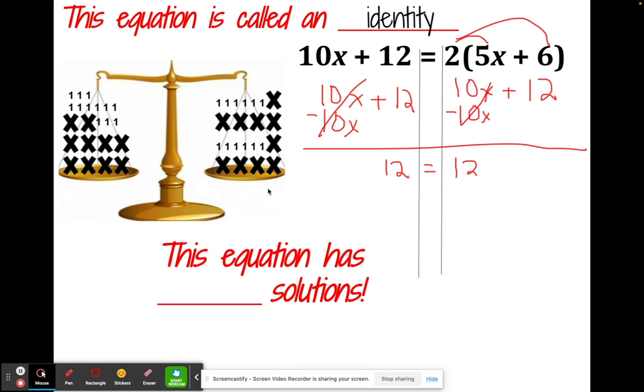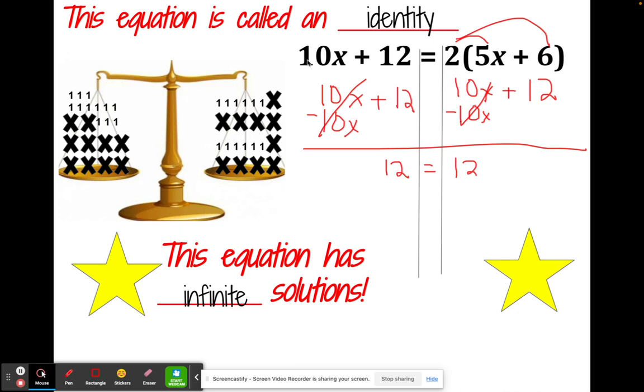And if you have an identity, the equation has infinite solutions. No matter what number I put in for x, they'll equal. I could put a 1 here. If I put a 1 here, 10 times 1 is 10, plus 12 is 22. If I put a 1 here, 5 plus 6 is 11, times 2 is 22.